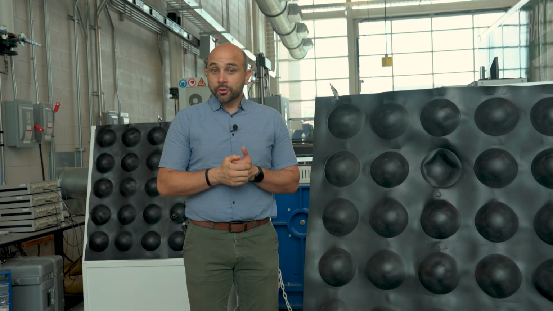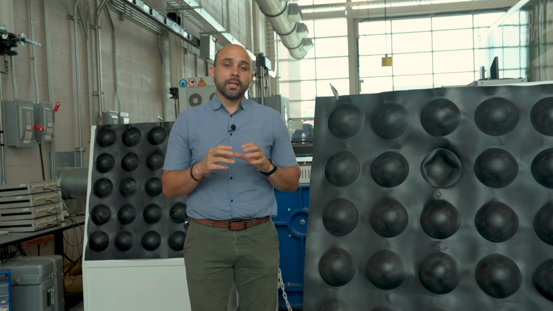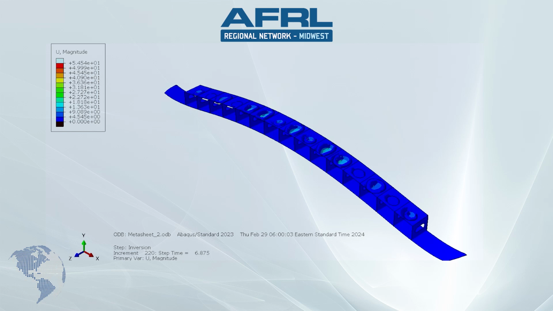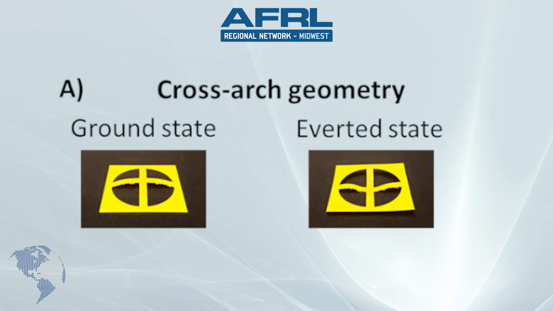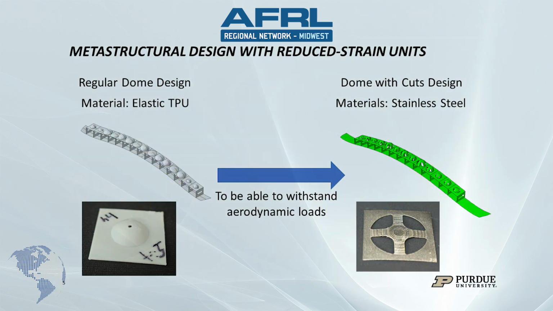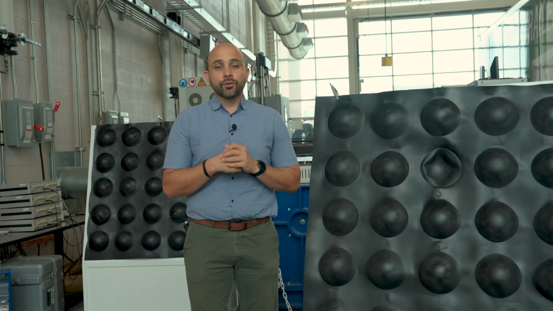So during this second increment, we have been improving our initial metastructural concept, and in particular we're focusing on reducing the amount of strains that the structure undergoes when morphing. Every time one of these domes changes shape, it undergoes a significant amount of strain that is small but still significant. So we perturb and change the local geometry to minimize these strain concentrations, allowing us to use higher stiffness materials such as metals.